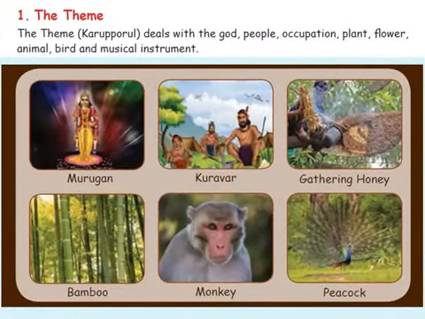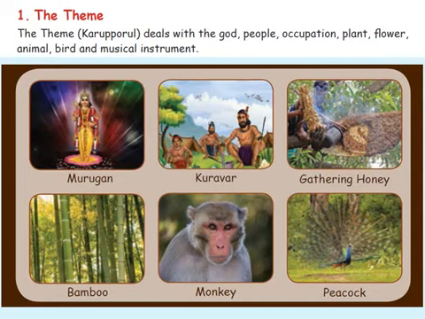In this picture, you can see the Lord Murugan, then Koravar gathering honey, the bamboo, monkey and peacock. All these things are related to the people of the Kurinji region. You know, the theme or the main things of the people of that region which dealt with their god, the occupation, the plant, the flowers, the animal, bird and the musical instrument.